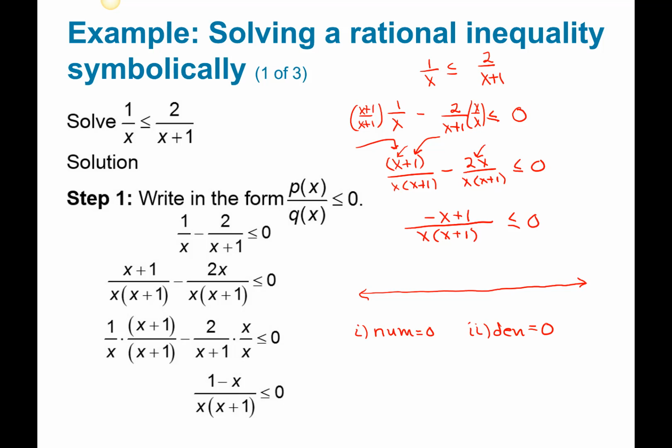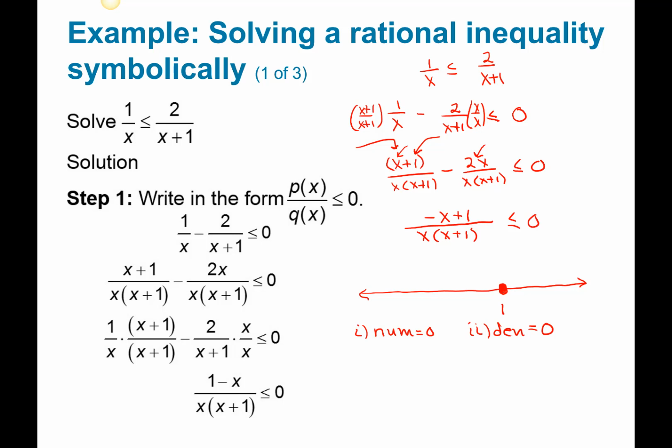Where does the numerator equal 0 on this? What value of x will cause the numerator to be 0? Do you buy that it's x equals 1? Okay, so we can put a 1 down here. Now, is it legal to have a 0 in the numerator? Well, yeah, that'll make the whole thing 0, and here it says less than or equal to 0. Oh, okay, so 1 is okay. I'm going to use a solid dot because that's a legal point to use.